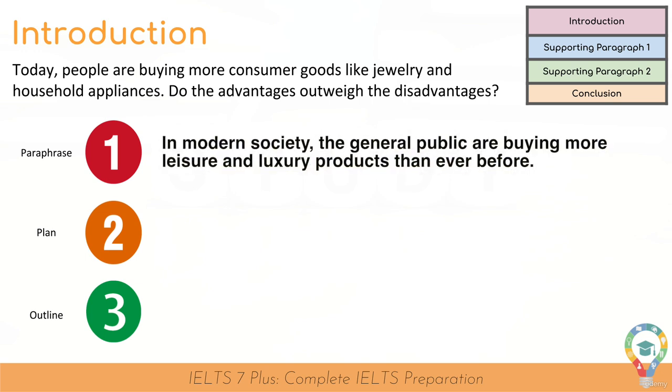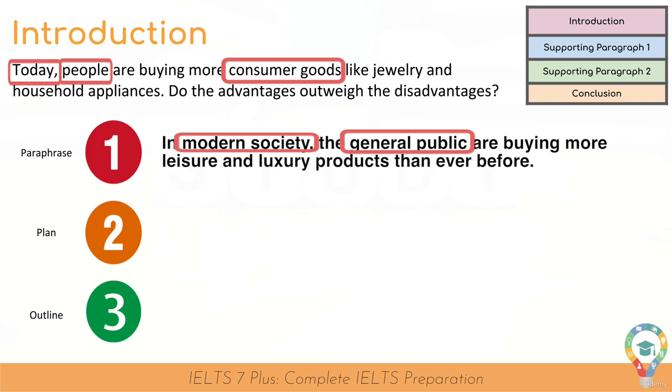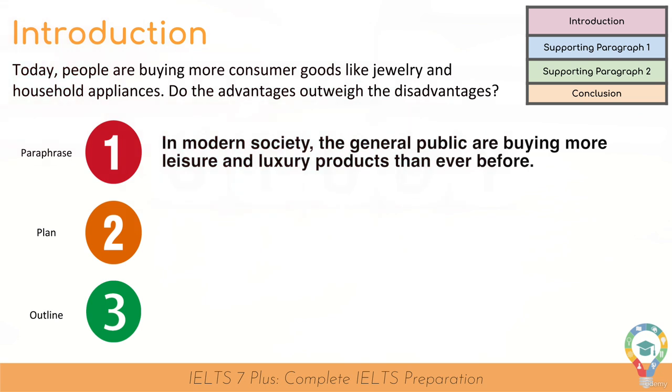In modern society, the general public are buying more leisure and luxury products than ever before. The key phrases that I paraphrased here are today into modern society, people into the general public, and consumer goods into leisure and luxury products. At the end of the sentence, I added the phrase than ever before, but actually this isn't completely needed. Let's see the second sentence, which is plan.